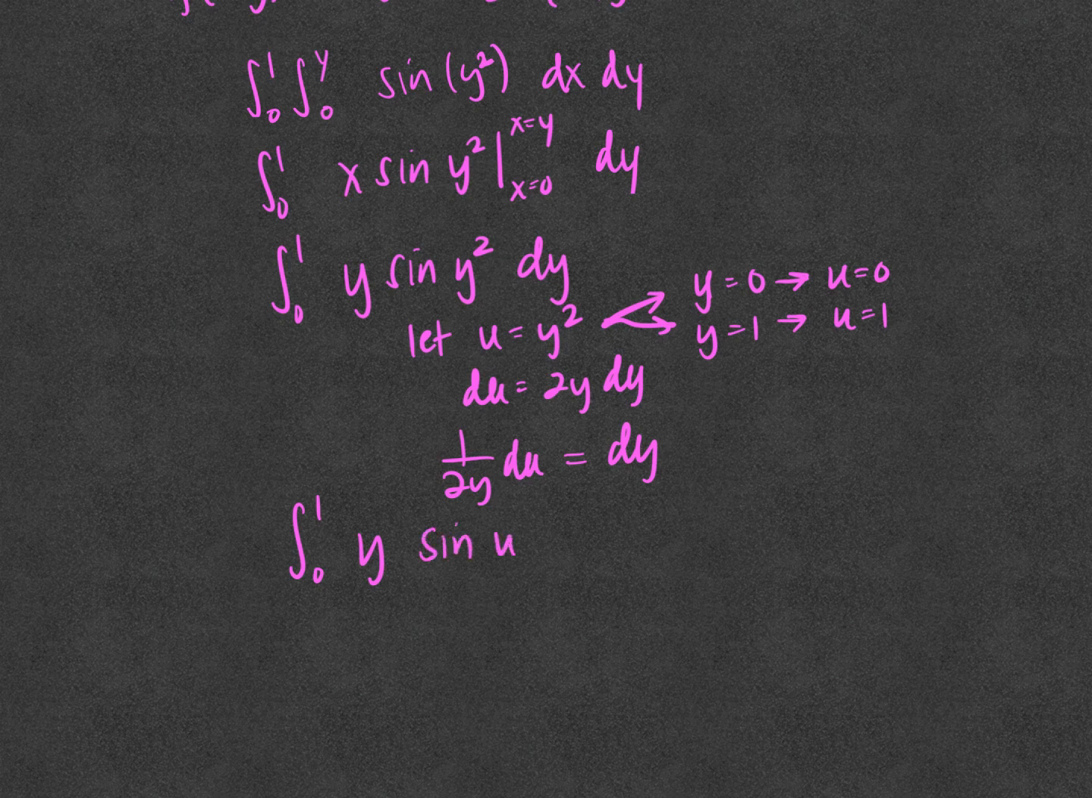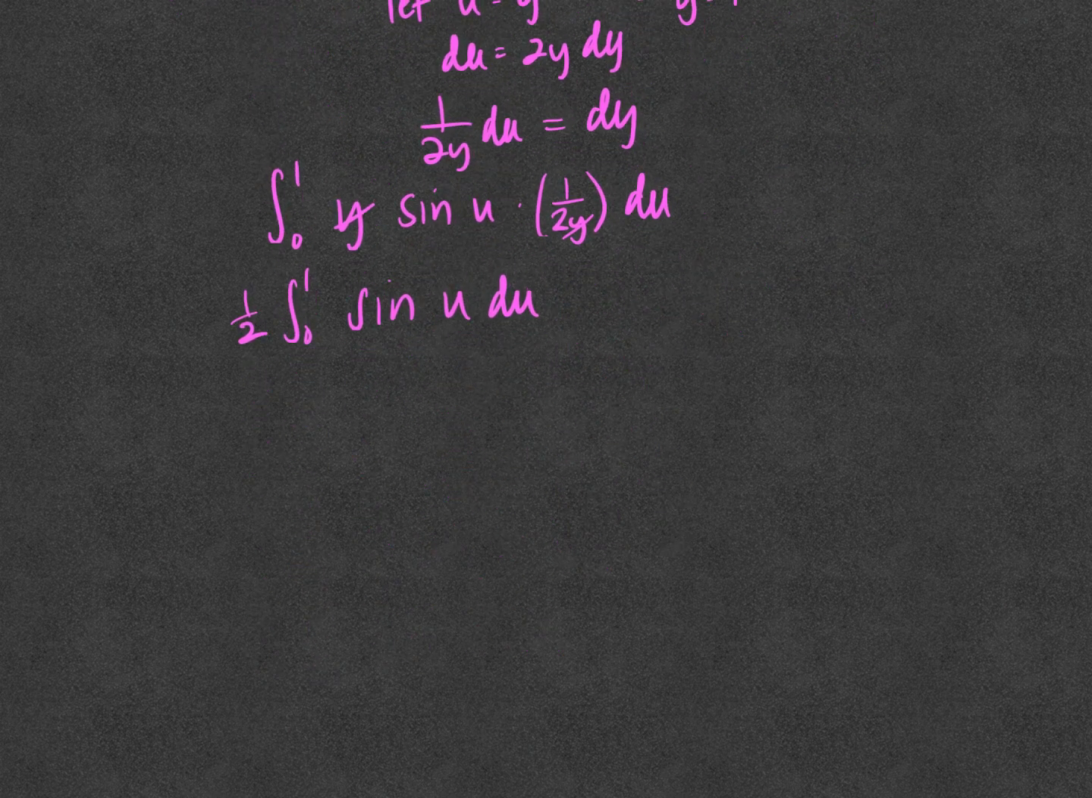Y of sine u times 1 over 2y du. Those y's cancel, because although we're in multivariable calculus, you still integrate in terms of one variable. I'm going to pull the 1/2 out front. And now the integration of sine of u is negative cosine of u from 0 to 1. So we have negative 1/2 cosine of u plus 1/2 cosine of 0.